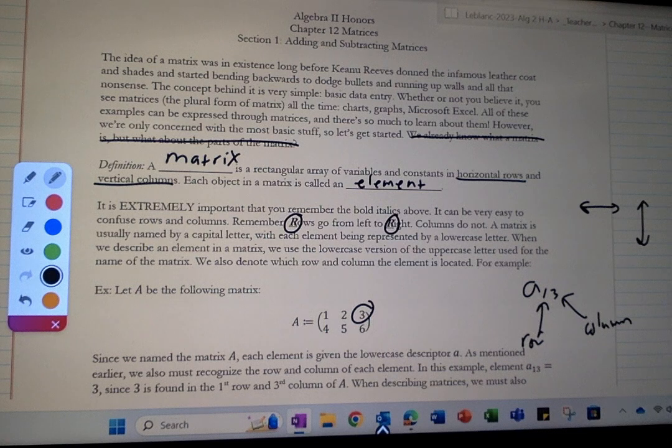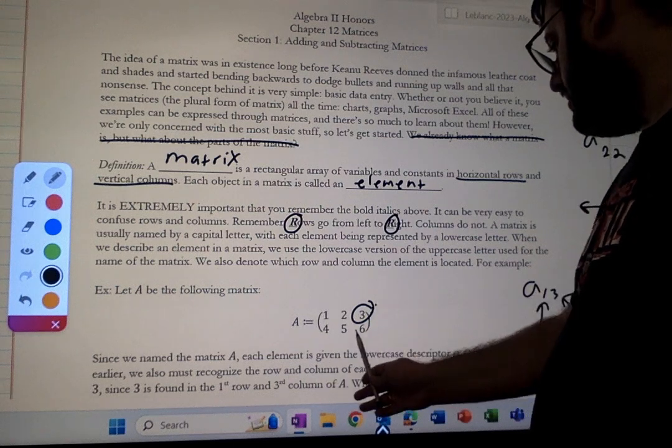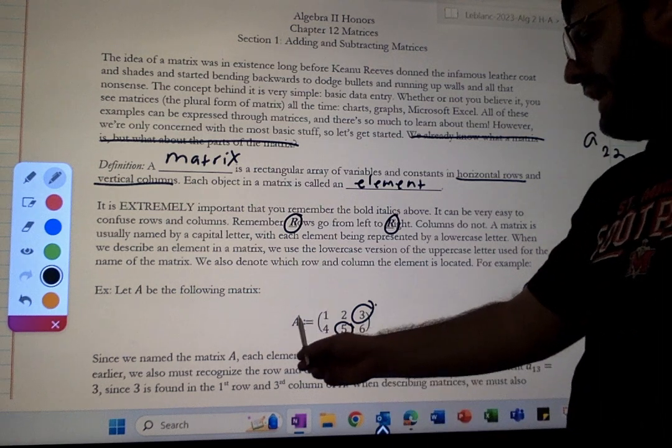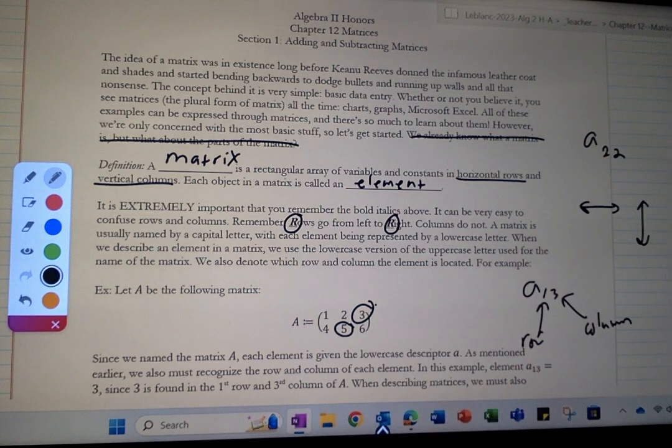All right. If I wanted to find a2,2, that's the second row, second column. That's this number right here, 5. So when we're describing elements, the lowercase a represents the elements of the uppercase A. Whichever uppercase letter you use to name a matrix, you use its lowercase version for each element, and for whatever number you're looking at, you look for the row and the column, and those are the two numbers involved.